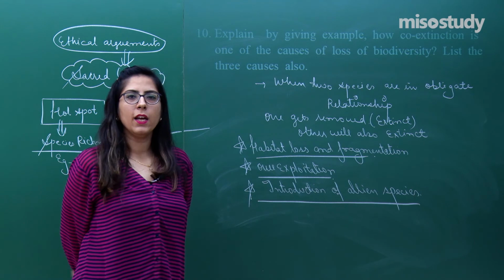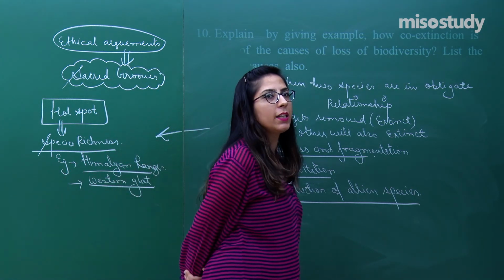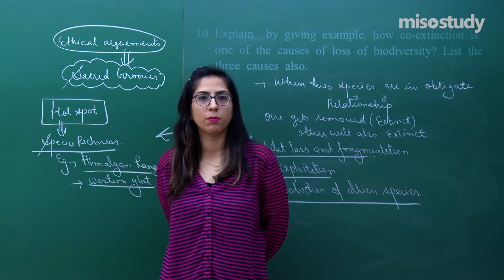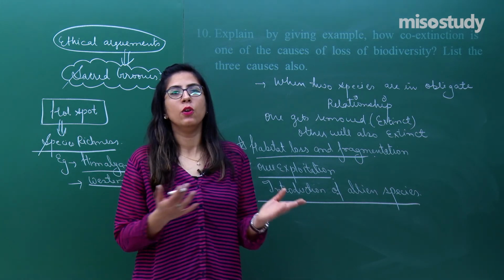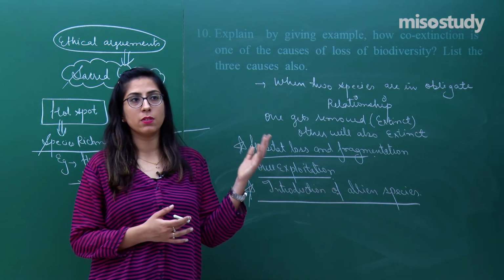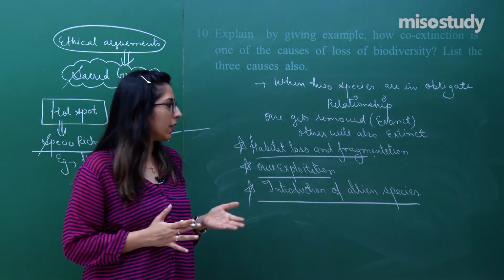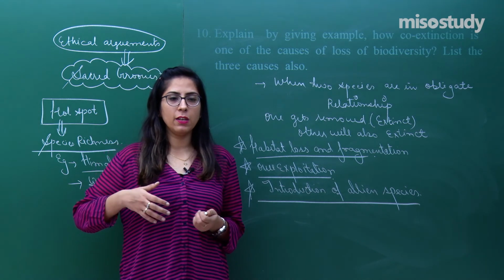Right. In habitat loss and fragmentation, habitat loss means we are cutting trees for our own use. We want timber, we want so many products from the plants. But actually what we are doing is losing the habitat of these individuals, these plants, and we are affecting the biodiversity.